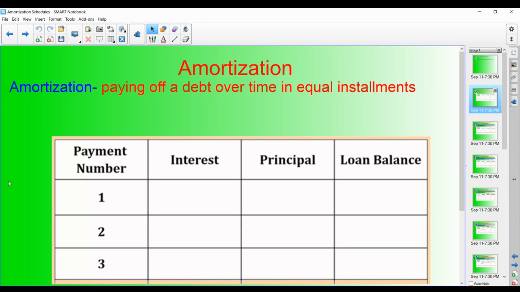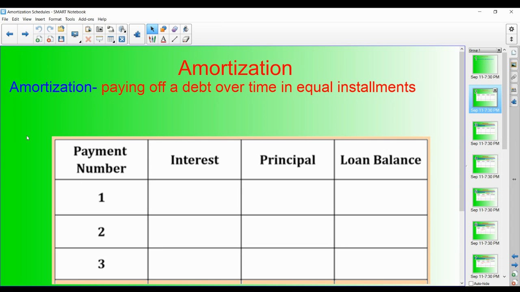So amortization means paying off a debt over time in equal installments. You make the same monthly payment and the balance gets smaller and smaller until it hits zero at the agreed upon time. This comes from the Spanish or Romance word muerte, which means kill. It literally means to kill the debt, to eliminate it.